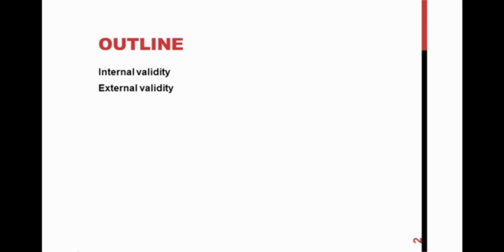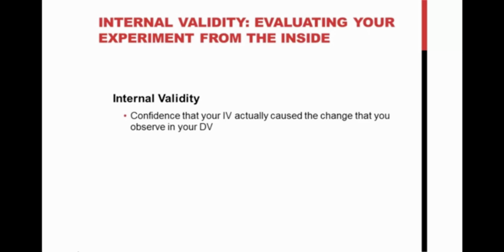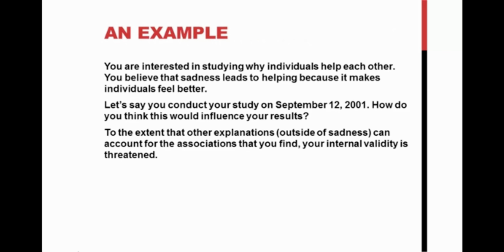In this lecture, I'm going to talk specifically about internal and external validity, starting with internal validity. Internal validity is the ability to have the confidence that our independent variable has actually caused the change that we are observing within our dependent variable.